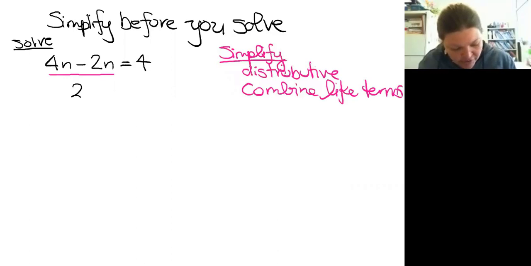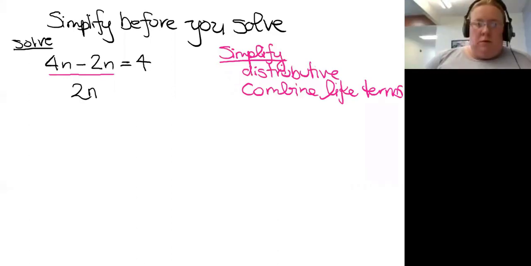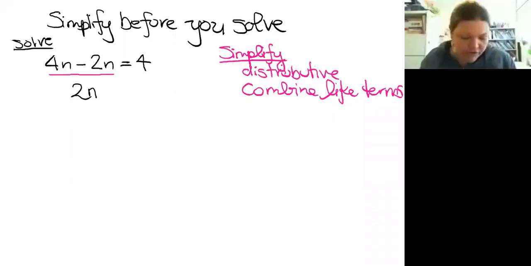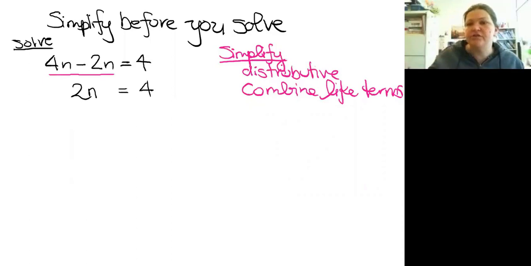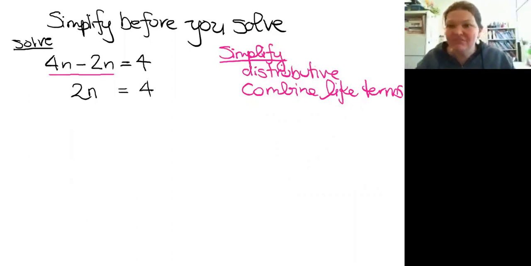I can take 2n away from 4n. I would have 2n left. Does that make sense? And now, of course, there's nothing I can do on the right-hand side. There's no operations over there, so there's no simplifying to do. So I've now finished all the simplifying I can do, and so now it's time to start solving.